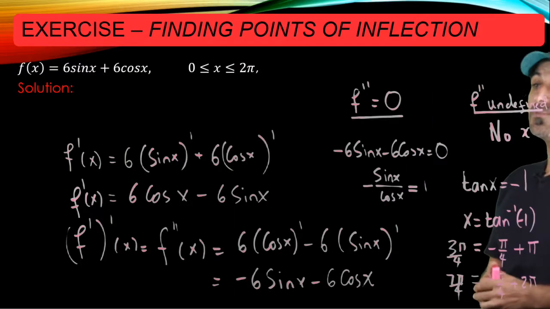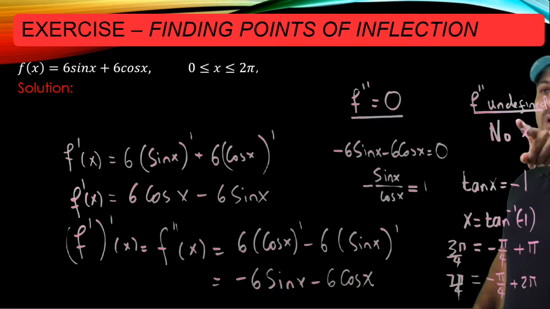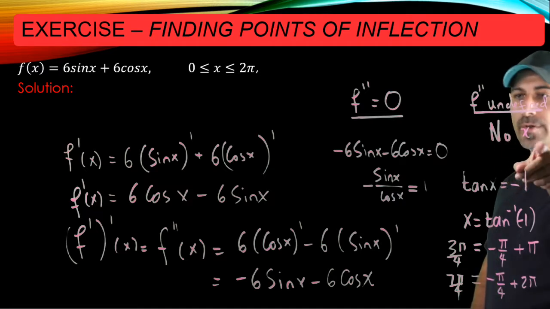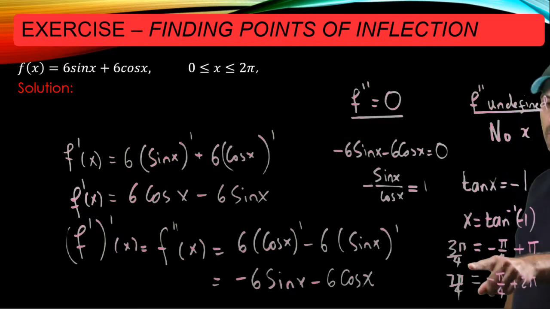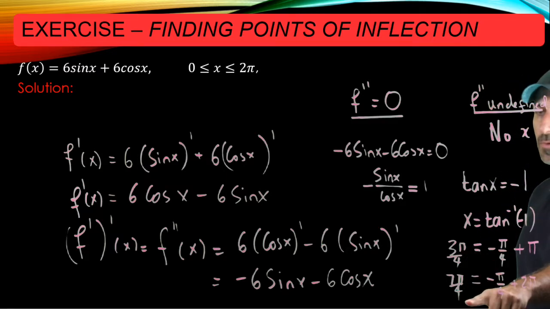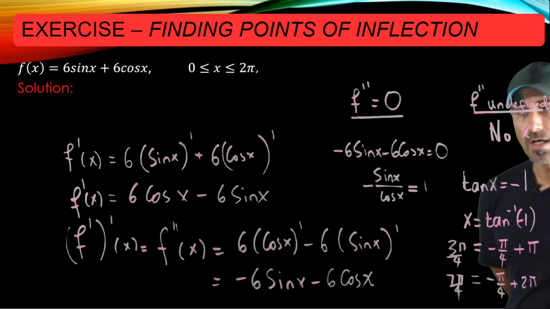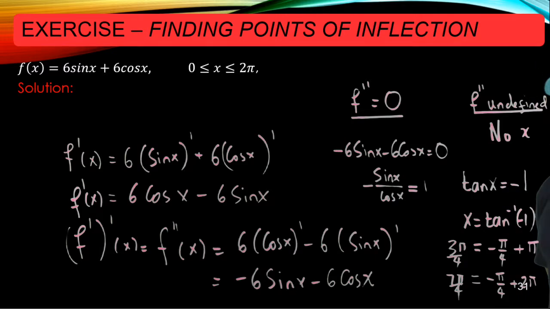To sum up, we found the second derivative of f, and we checked for any x that makes f double prime undefined, so we got no x for that. And we set f double prime to 0, and we found two different values, 3 pi over 4 and 7 pi over 4, and these are the x-intercepts of f double prime. In other words, they are called inflection points. Now we're going to check the sign of f double prime to determine the concavity of the graph of the function.